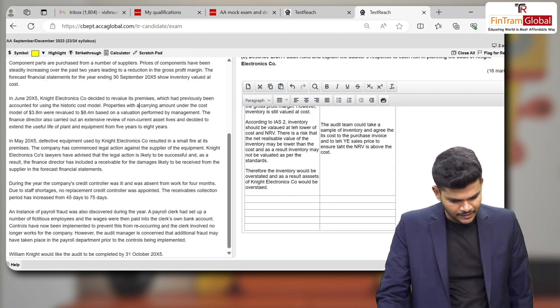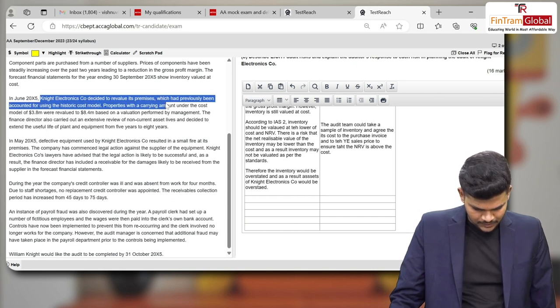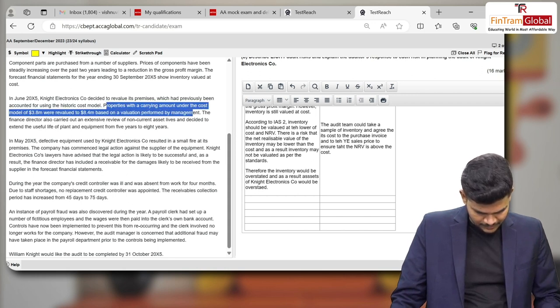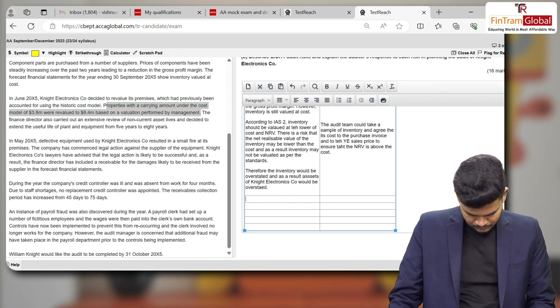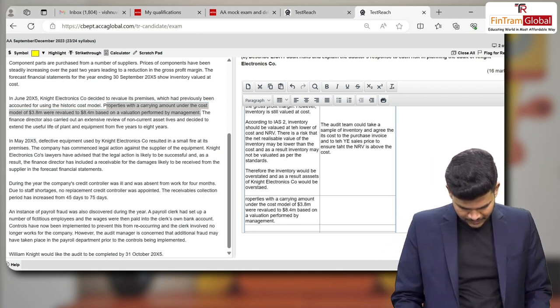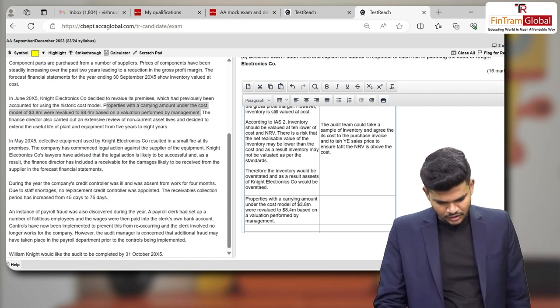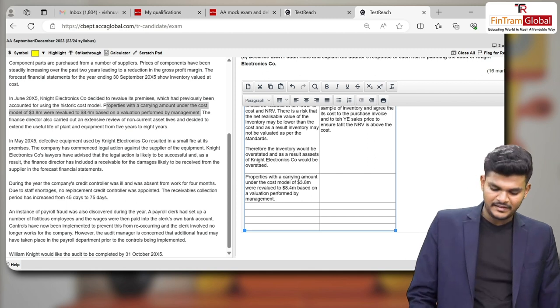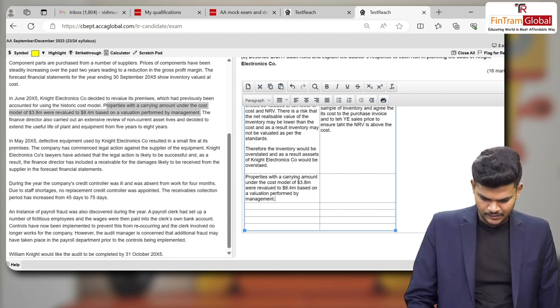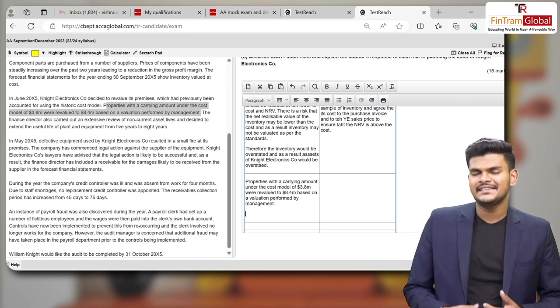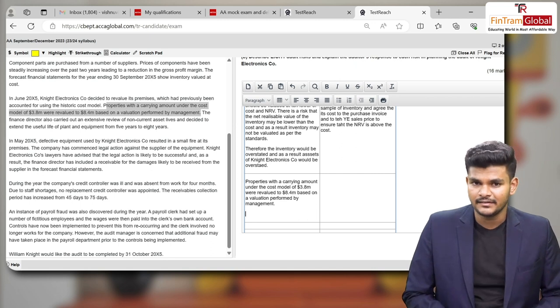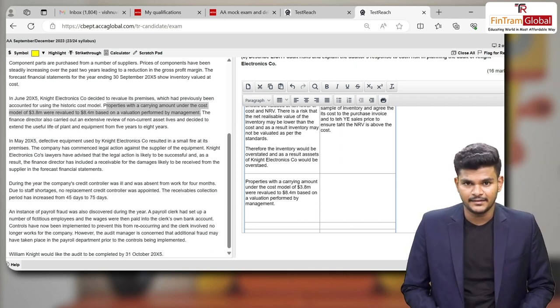Revaluation of premises, right? NITECO decided to revalue the premises. I'll just copy paste this particular line. Properties with a carrying amount under the cost model of 3.8 million were revalued at 8.4 million based on a valuation performed by management. So what is the risk here? Why exactly is it a risk? There is a risk that the valuation may not have been done in accordance with the relevant accounting standard, isn't it? So I'll just simply mention that.